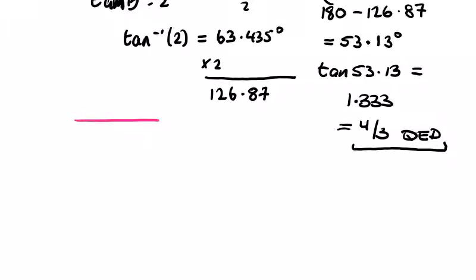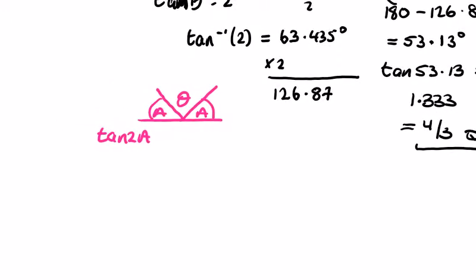So if we look at it like this, the tan of A and B being the same, I'll call them both A, and call this theta. So we have 180 minus 2A is equal to theta. So what do we know about 2A? Well, we know the tan of A. The tan of A is equal to 2.